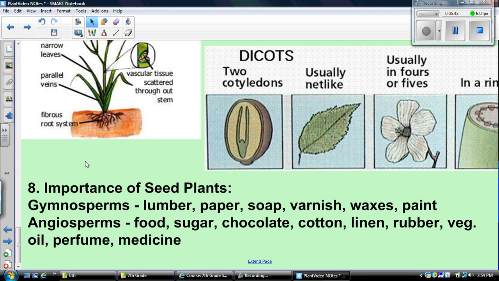Okay, so importance of seed plants. The gymnosperms, we use them for lumber, paper, soap, varnish, waxes, and paint. The angiosperms, we use them for food, sugar, chocolate, cotton, linen, rubber, vegetable oil, perfume, and medicine.